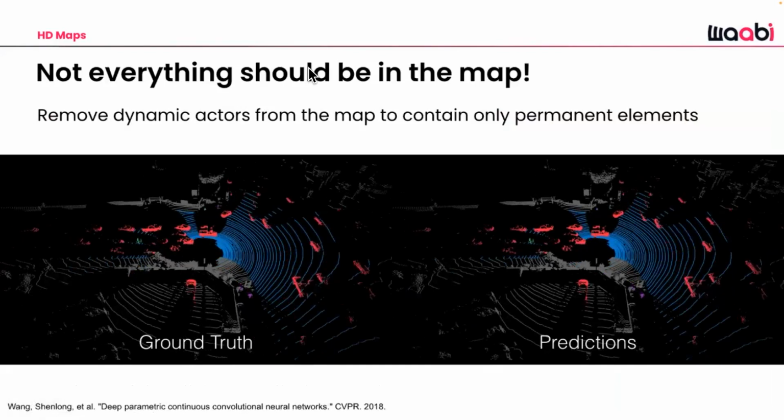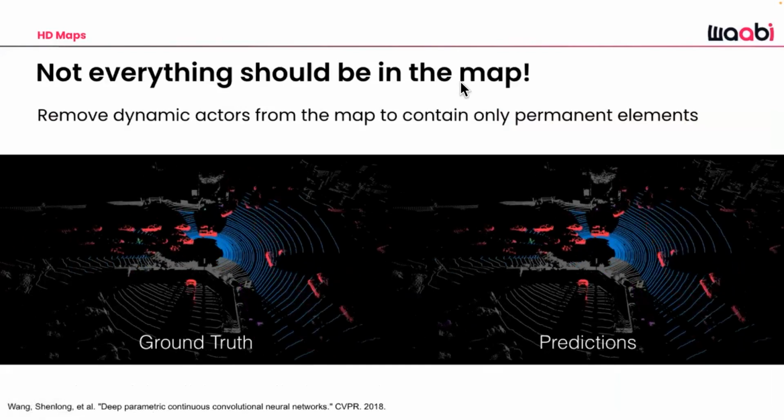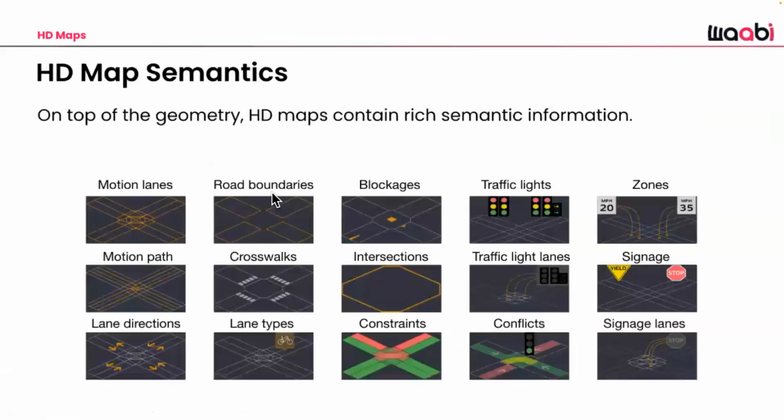So now let's talk a little bit about how you actually generate the semantic elements of these maps. On top of the geometry, like I mentioned earlier, HD maps contain a lot of different kinds of rich semantic information, like the precise locations of lanes and road boundaries, things like crosswalks, intersections, as well as potentially more abstract information like traffic light to lane associations or whatever the rest of the system might need in some cases.